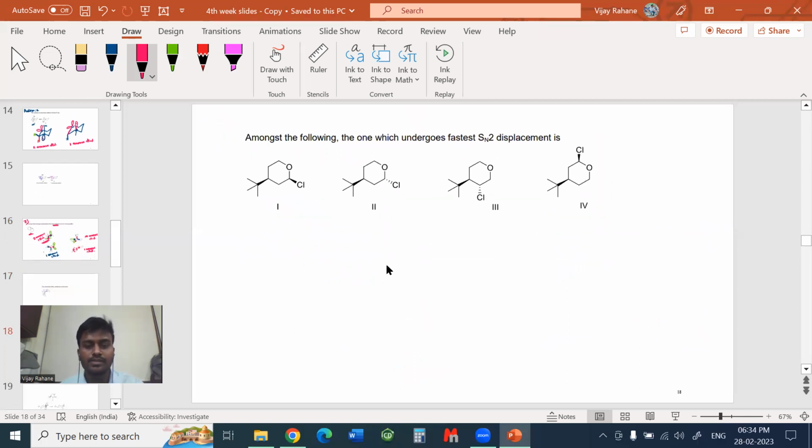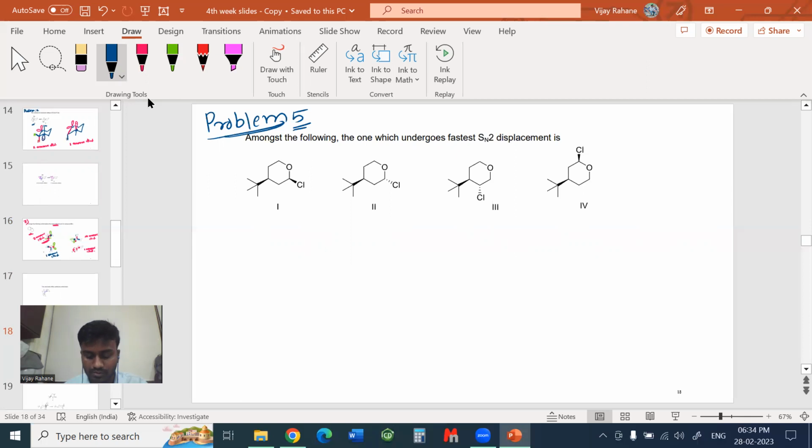The next problem is, this one is the fifth problem. Among the following, which one undergoes SN2 displacement faster? They have given four examples, and we just need to tell which molecule undergoes SN2 displacement much faster. So we'll draw this molecule in both chair conformations, and then only you can decide, because these are examples of anomeric effect and this molecule doesn't lie in the planar form.